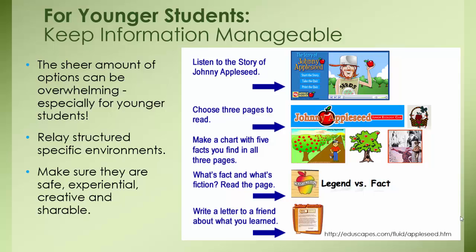Dr. Lamb gives an example of this about listening to a story of Johnny Appleseed, choosing 3 pages to read from a different website, making a chart with 5 facts found in those pages, reading about the difference between fact and fiction regarding the story, and then actually writing a letter to a friend about what you've learned, encompassing all different structures and all different platforms to create a great digital story environment.